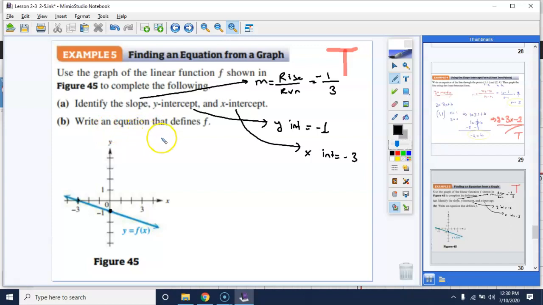And write an equation that defines it. So I'm going to go with this one: y equals mx plus b. Am I right? Because I know m, the slope, is here, and I also know what b is, the y-intercept, which is here. So y equals -1/3 x plus b, which is -1 over here. So that's the equation of this function.